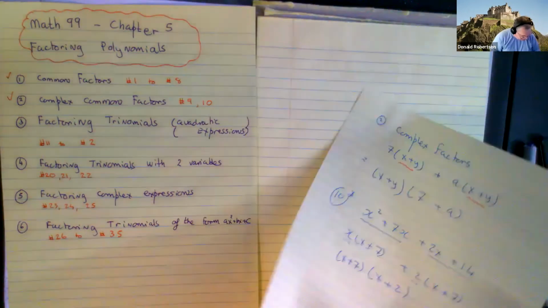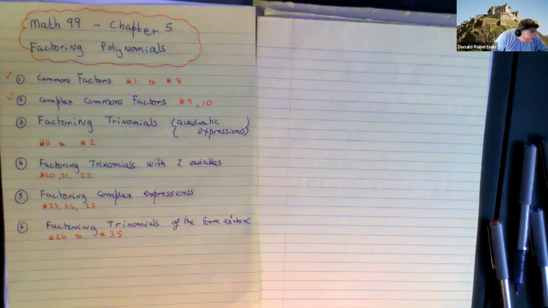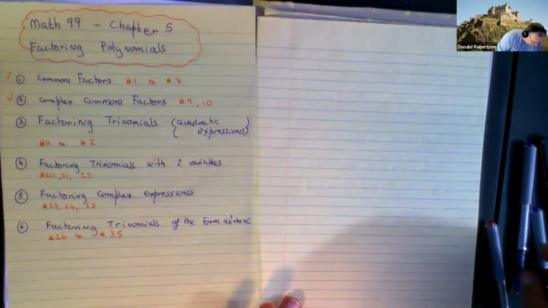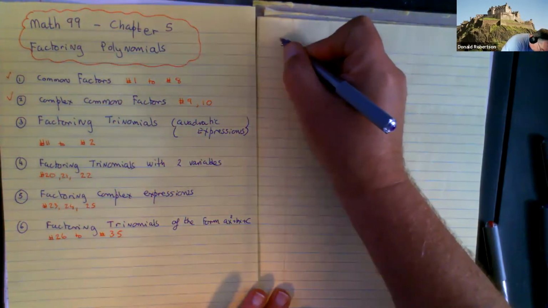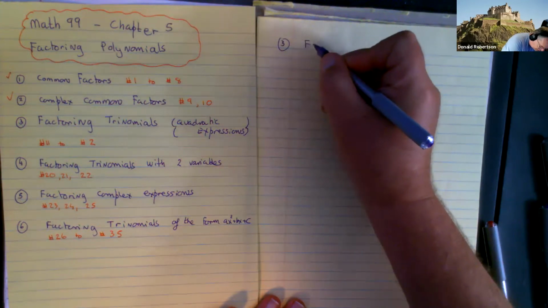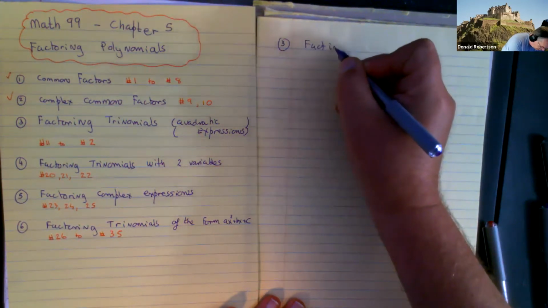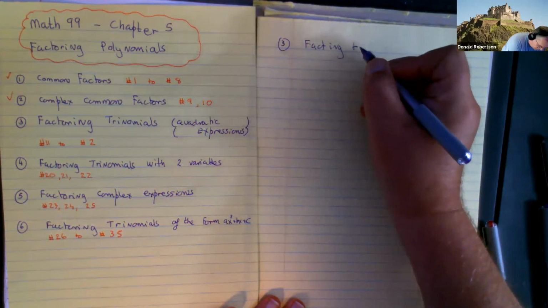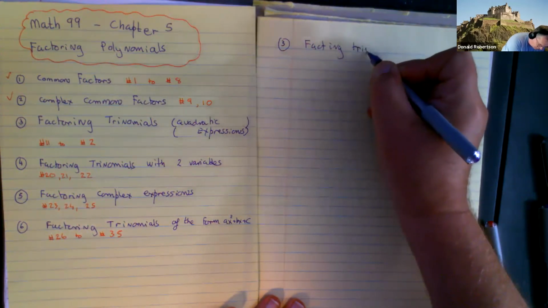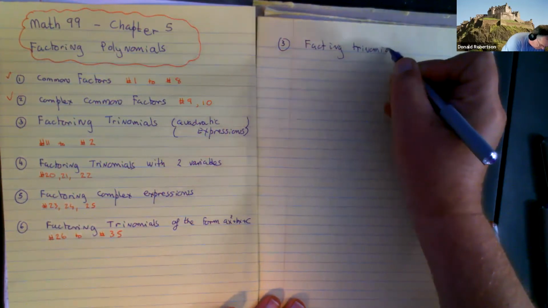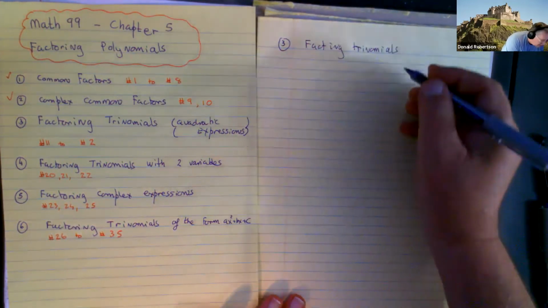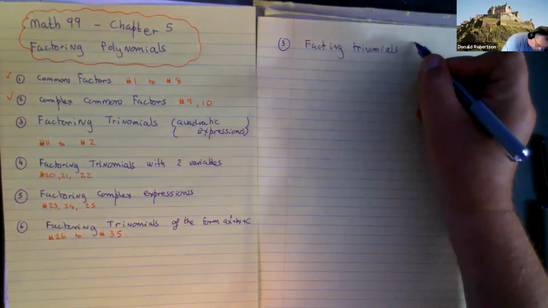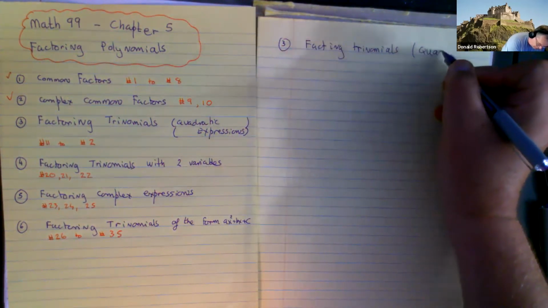Now we come on to the major types of questions. So this is number 3. Topic 3, I guess. Factoring trinomials. And we would also call these quadratics.